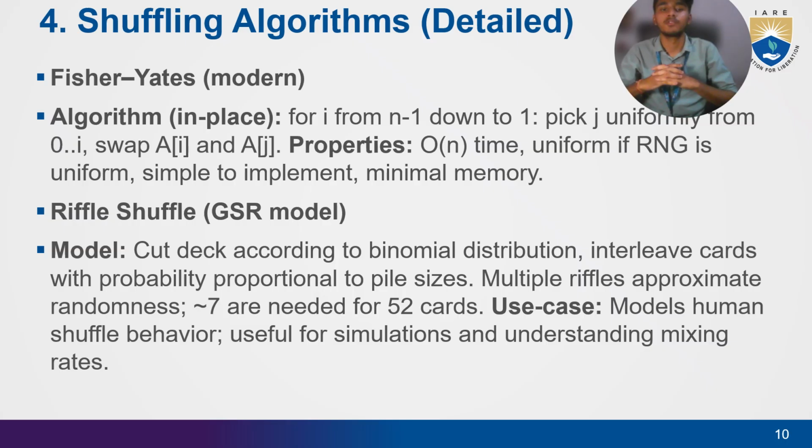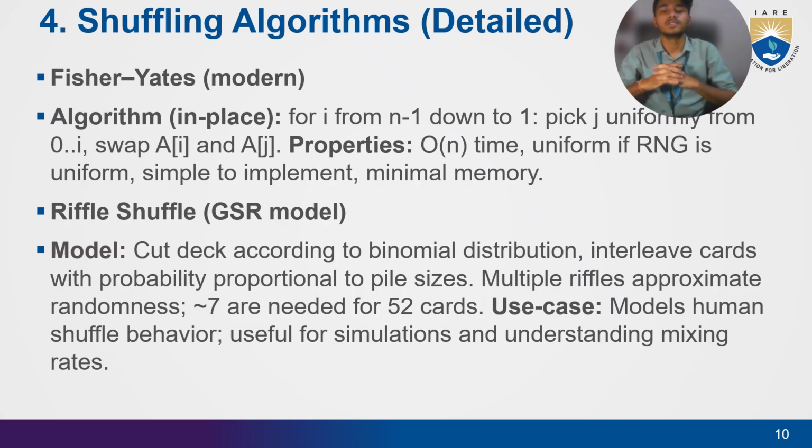Shuffling algorithm: Fisher-Yates model. Algorithm: for i from n-1 down to 1, pick j uniformly from 0 to i. Swap array[i] and array[j]. Property: the result is uniform if the RNG is uniform. Simple to implement, with minimal memory.